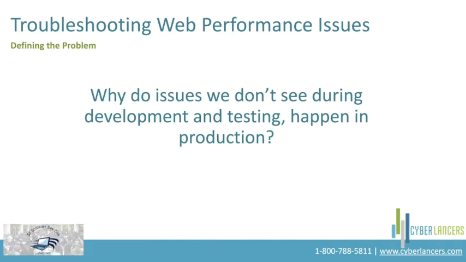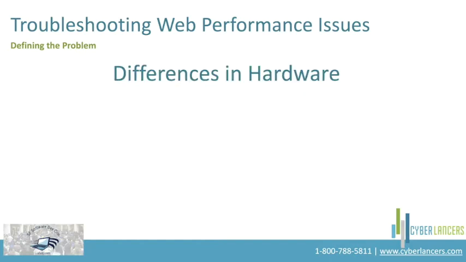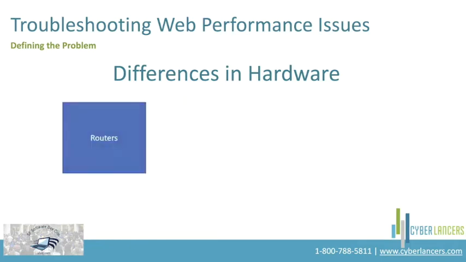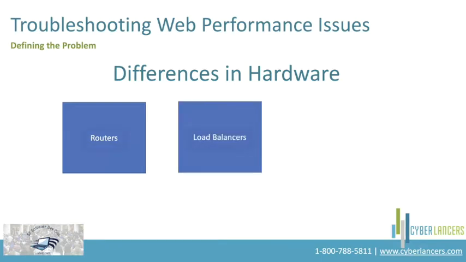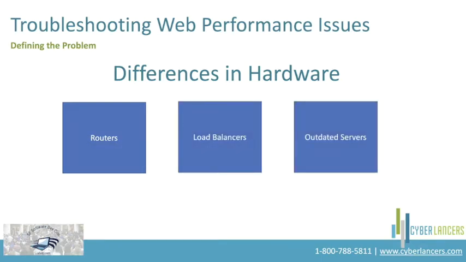So why do issues that we don't see during development and testing happen in production? Well, there's a few different reasons why they don't show themselves. One of the first is differences in hardware. When your website goes to production, you have all sorts of differences in hardware. One of them might be routers, load balancers, and just outdated servers.